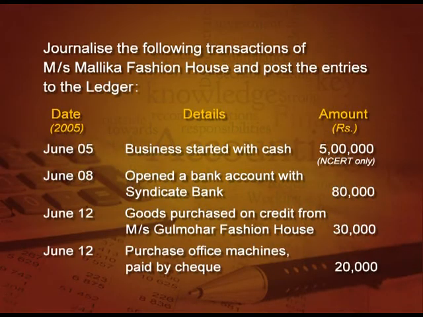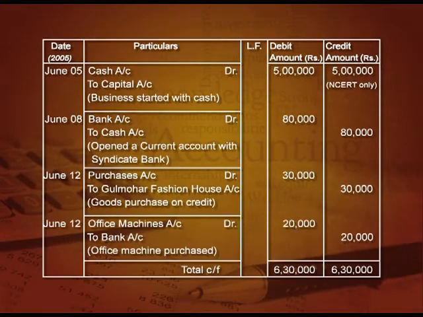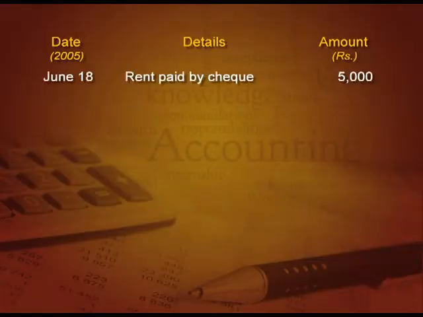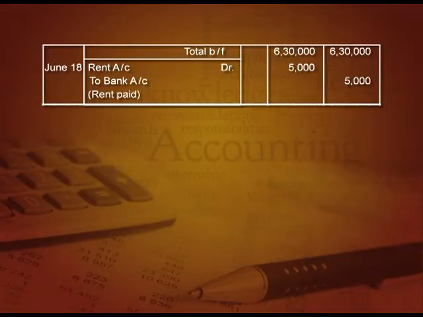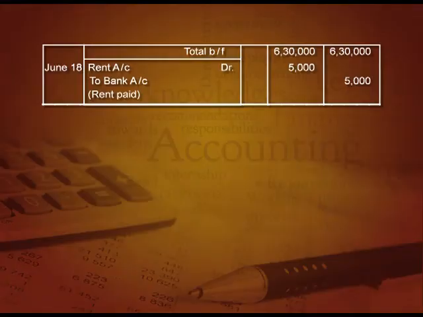Let us see the next one. Purchase office machine by check 20,000. So, the entry will be office machine account debit 20,000 to bank account 20,000. So, in the office machine account we will be writing to bank 20,000 and in the bank account we will be writing by office machine 20,000. Next, paid rent by check 5,000. In this case the entry will be rent account debit to bank account. In the rent account we will be writing to bank and in the bank account we will be writing by rent.